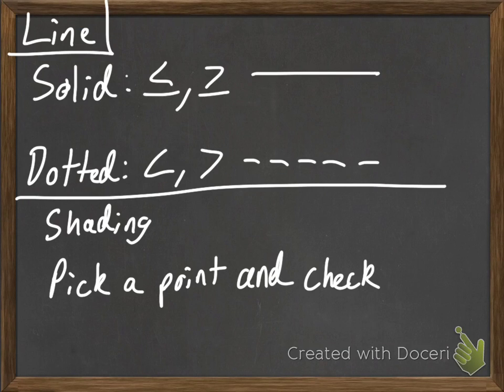In case you forgot from our linear inequalities, the line is a solid line if it is a less than or equal to, or a greater than or equal to. The equal to is what makes it solid. And it's dotted if it's strictly less than or strictly greater than, showing that our answer cannot lie on that line. Shading, we're going to do the same thing we did before. We're going to pick a point and check. Hopefully we can pick 0, 0, but if we can't, we can always pick another point.